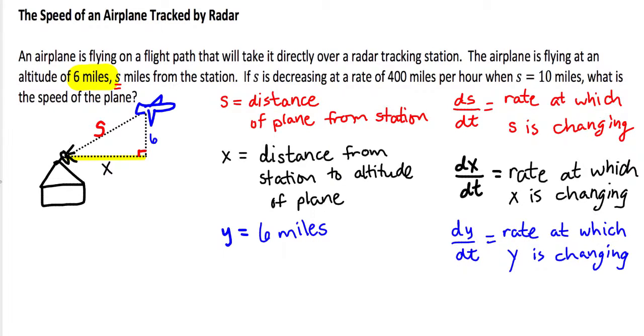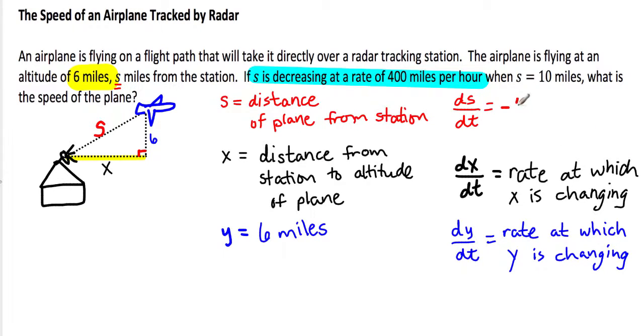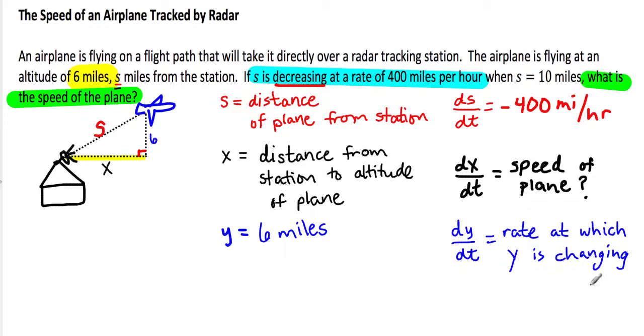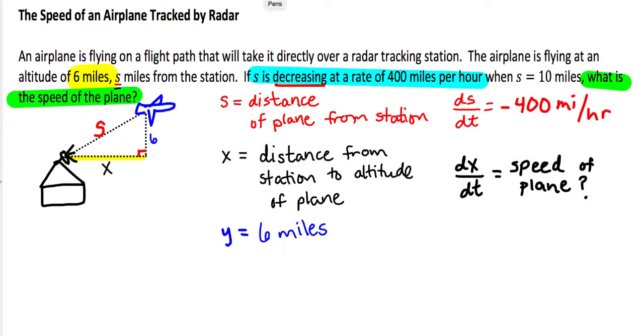All right, so next let's replace some other values that we know. We can replace ds/dt, we know that rate, it's given to us, as negative 400 miles per hour. Negative since it's telling me it's decreasing. We also can replace dx/dt with basically a question mark. That's what we're looking for. So dx/dt is what we're solving for. Remember I said we're not going to use the dy/dt because that's unchanging, so that's not even relevant to this problem.